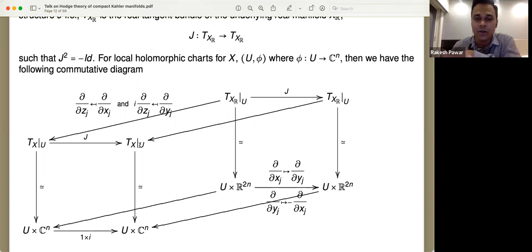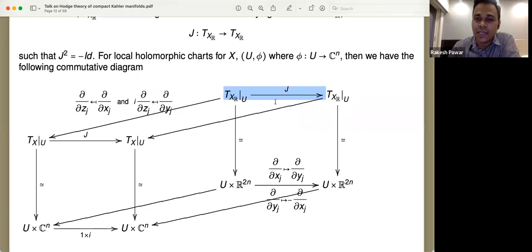So all it is doing is that if I tensor this J with C, then J is acting as multiplication by the complex number i. It is sending d by dz_j, a basis vector, to i times d by dz_j. So in some sense it is the eigenspace with eigenvalue i as a subspace after tensoring with C. That is the idea.